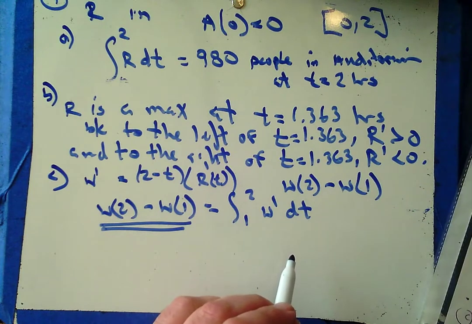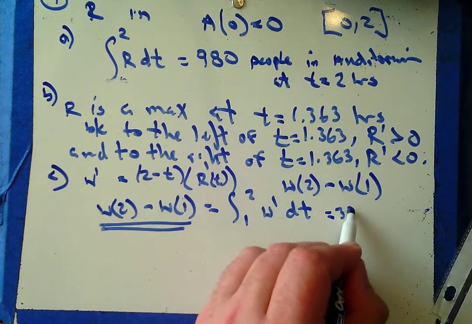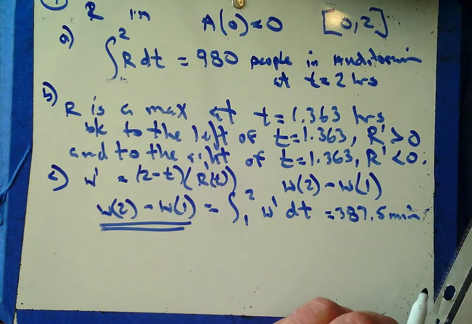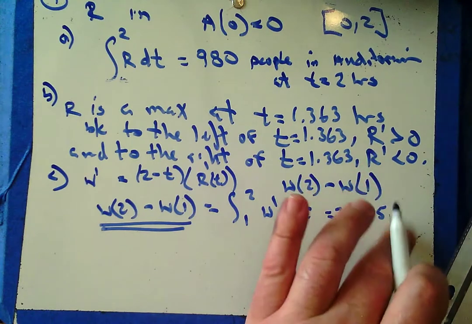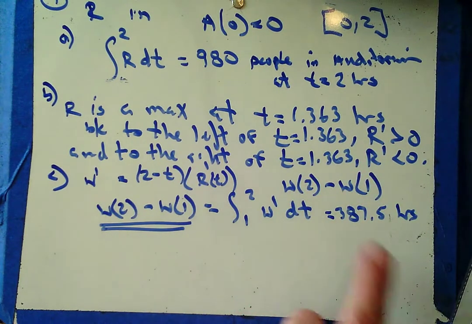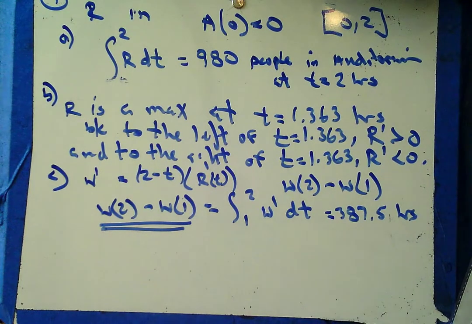So when I integrate there, I end up with 387.5 hours. These are hours. Okay, that's the total wait time for all the people waiting. Total wait time.